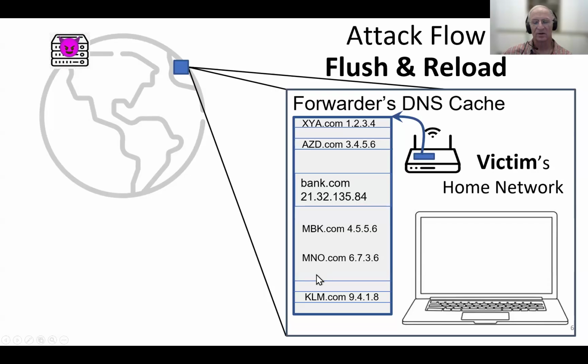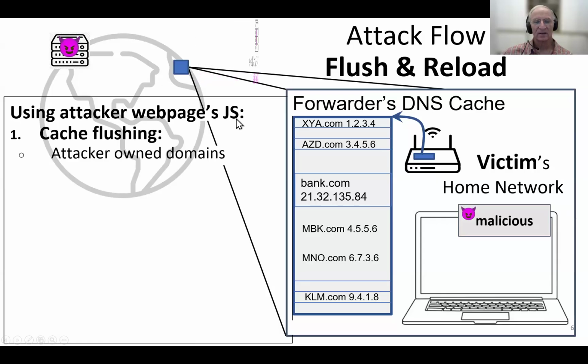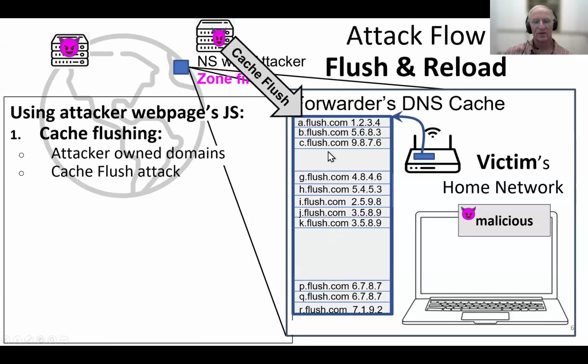Initially, the forwarder cache has all kinds of domains in it. And first, the victim is tricked to visit a malicious website with a JavaScript. Next, the attacker owns a zone file installed on some authoritative server on the internet and uses this malicious zone file to flush the DNS forwarder cache, fill it up with junk subdomains of flash.com, and remove all the previously existing domain records in the forwarder cache.